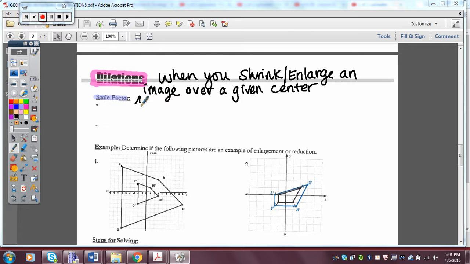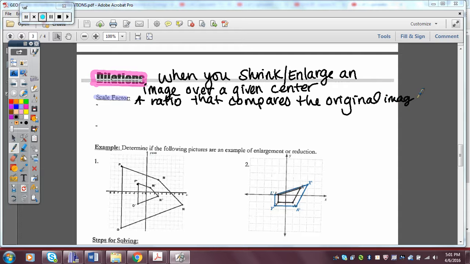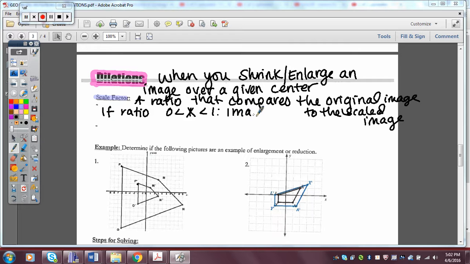A scale factor is a ratio that compares the original image to the scaled image. Okay. If my ratio is between 0 and 1, my image shrinks.